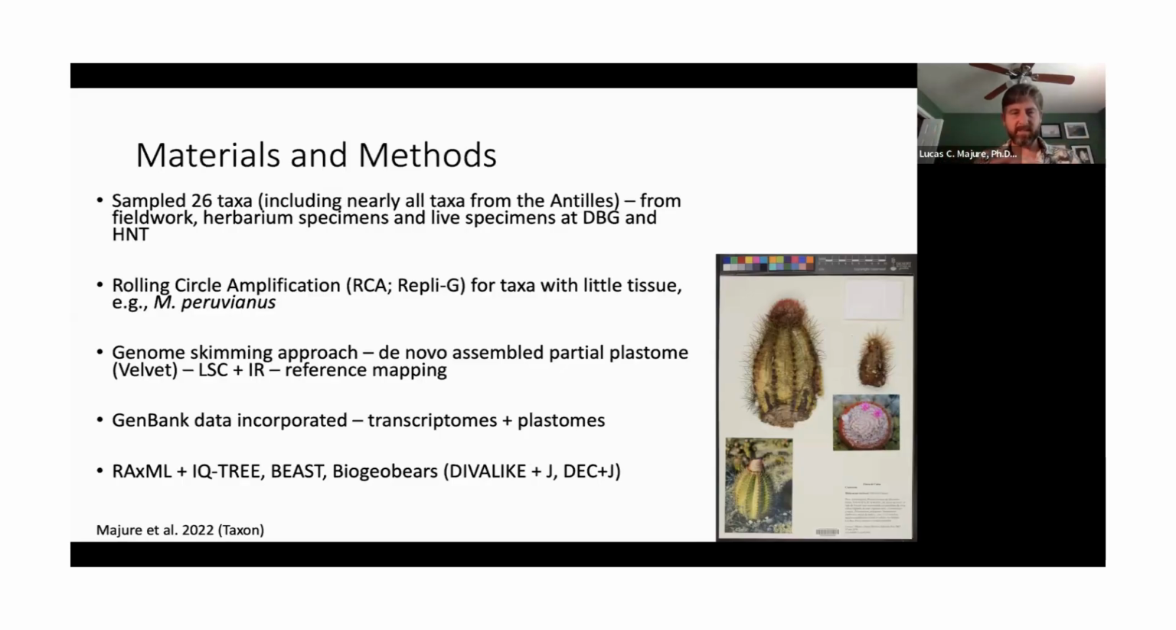And then essentially we used this system where we generated millions and millions of short 150 base pair reads from different genomes from these species.